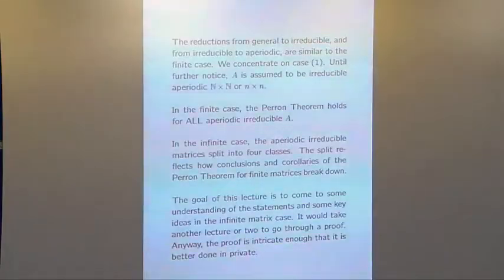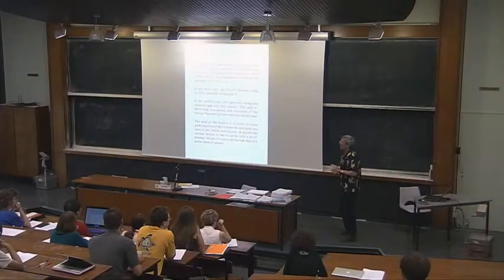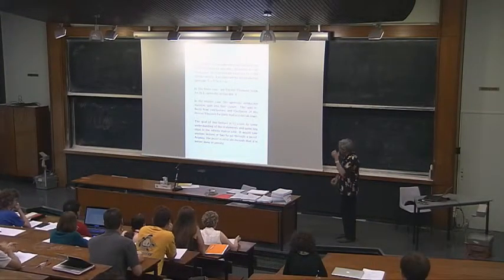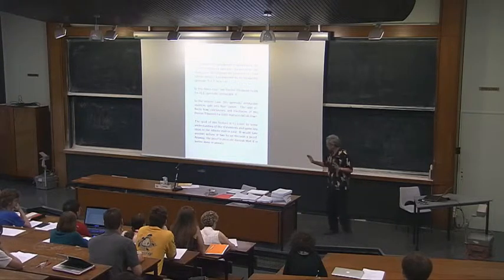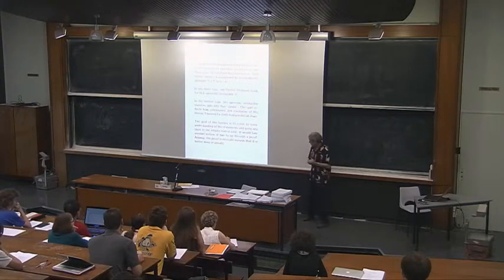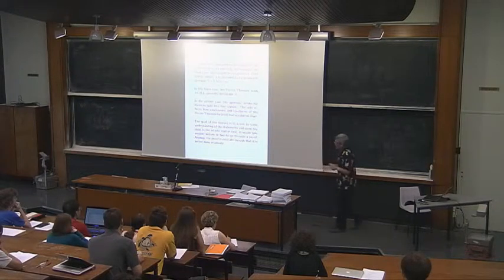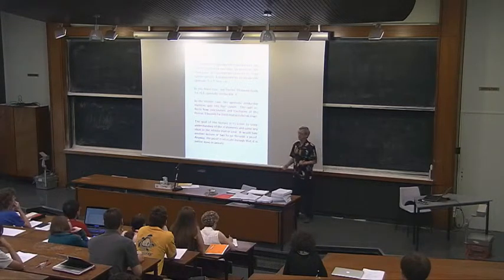Now, in the infinite case, that's not true anymore. The aperiodic irreducible matrices we can split into 4 classes, and this split will reflect how the conclusions and the corollaries of the Perron theorem for finite matrices break down. Okay, so there's a kind of gradation of how things go in this infinite case. And again, in this lecture, I hope that we can come to some understanding of some statements and some key ideas for this infinite case. It would take another lecture or two to go through a proof, and the proof is intricate enough that it should be done in private anyway.